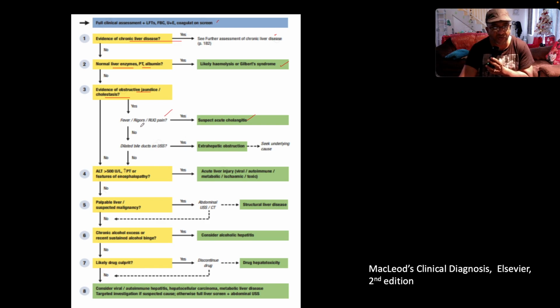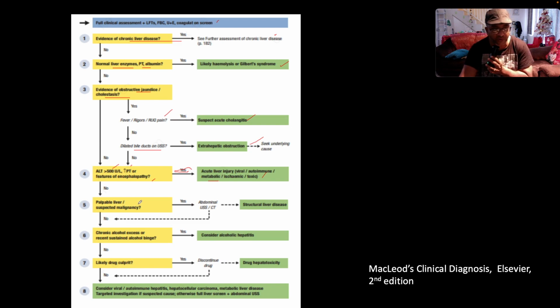And if the answer is no for fever, are there dilated bile ducts on ultrasound? If yes, then we're probably dealing with extrahepatic obstruction. If no, ask yourself, is the ALT above 500? Do you have a raised INR and features of encephalopathy? If the answer is yes, you're considering acute liver injury, be it viral or autoimmune or metabolic or ischemic or toxic. An example of metabolic is non-alcoholic fatty liver disease, NAFLD.